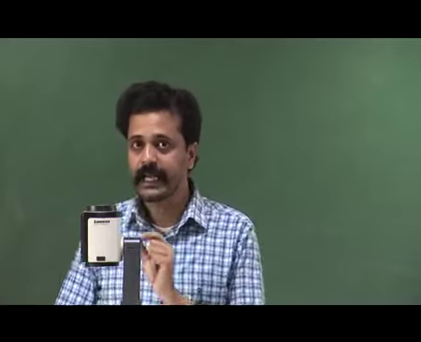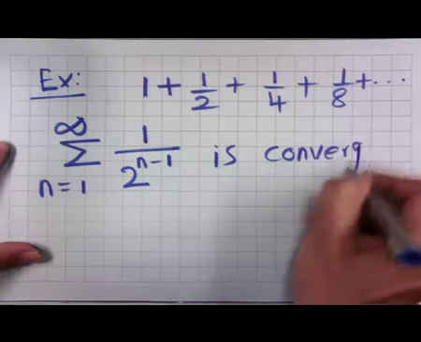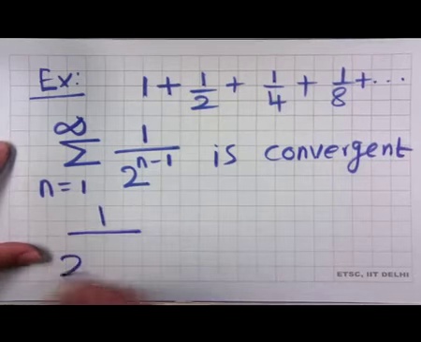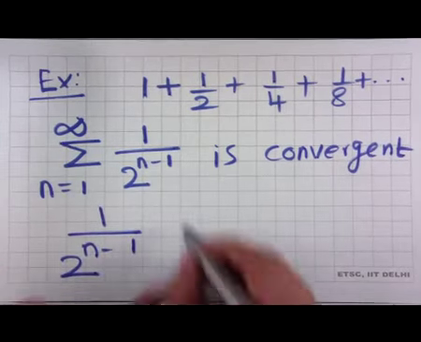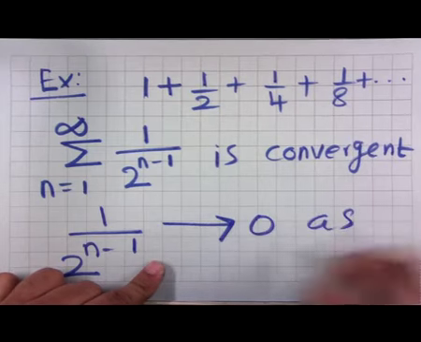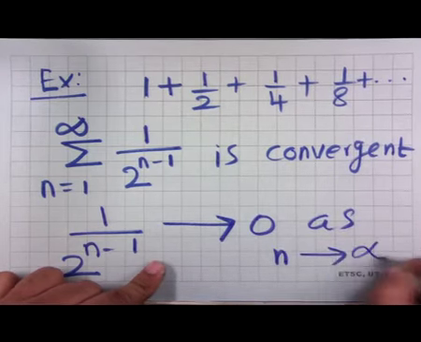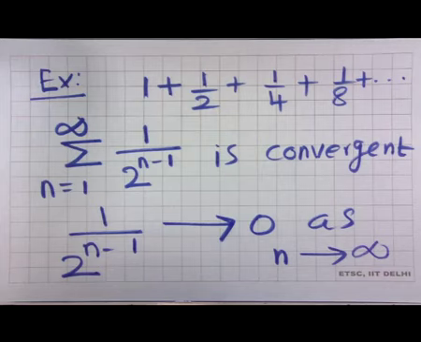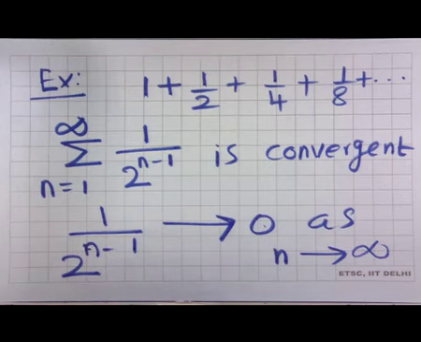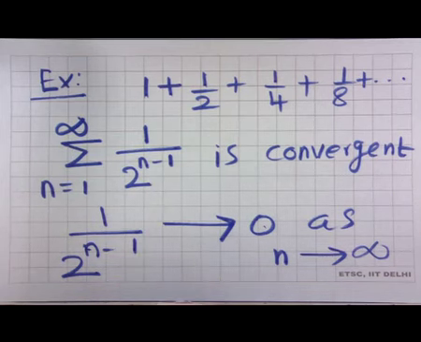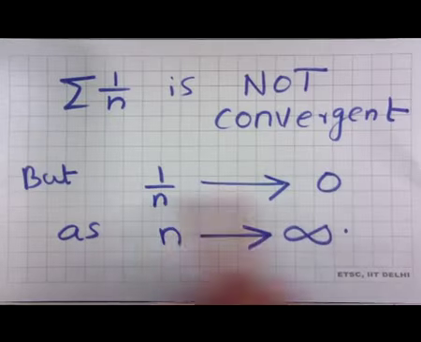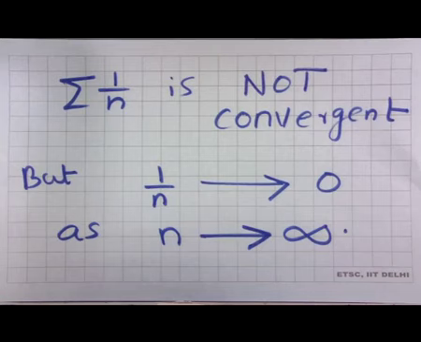Now you observe that the nth term, namely 1 by 2 power n minus 1, becomes close to 0 as n becomes large enough. So, in this example, an tends to 0 as n tends to infinity and summation an is convergent. Whereas, in the previous example, an tends to 0 as n tends to infinity, but summation an is not convergent.